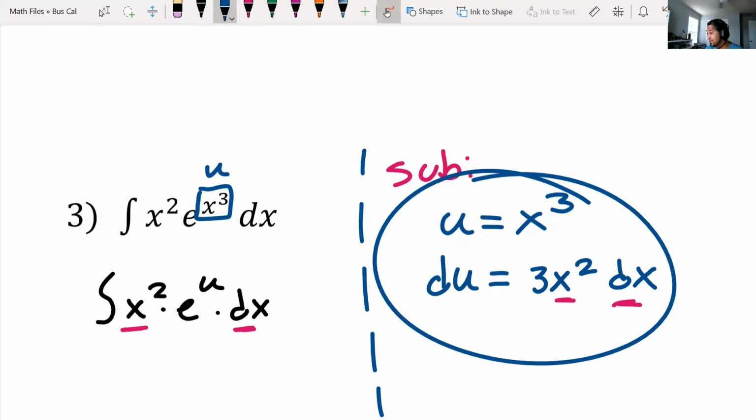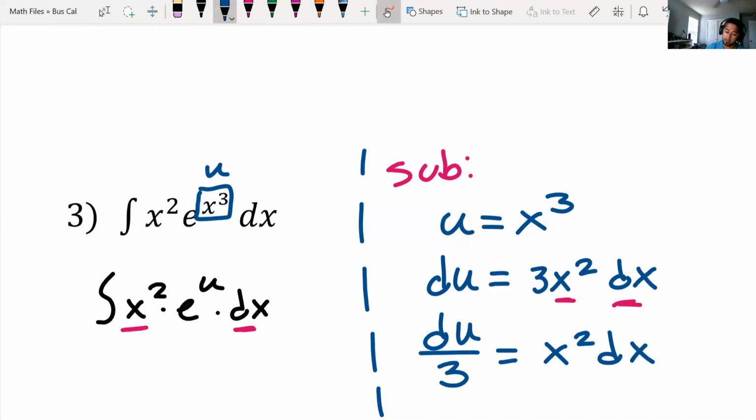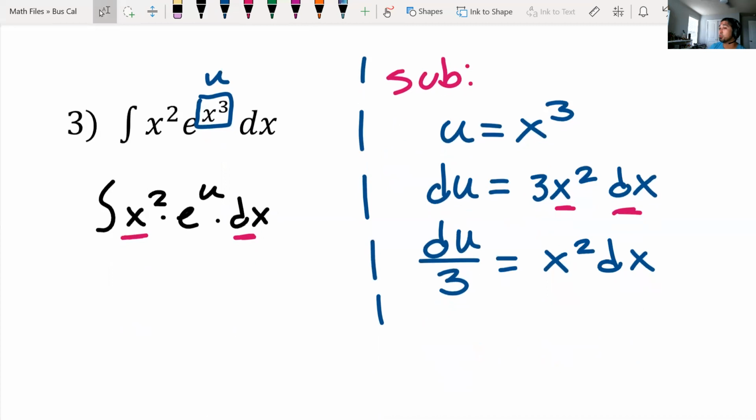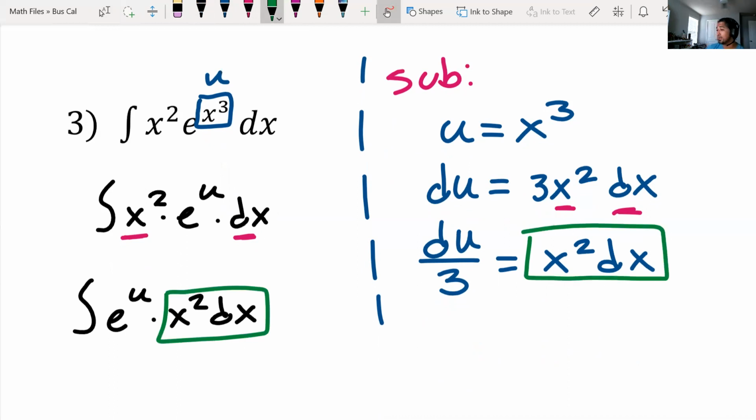This means we're just going to have to divide this one by what number? 3. By 3. Because once again, you want your x's just on this side. So du over 3 now equals x squared dx. So what I'm going to do here is rewrite this integral as e to the u times x squared dx. And now this x squared dx matches that x squared dx.